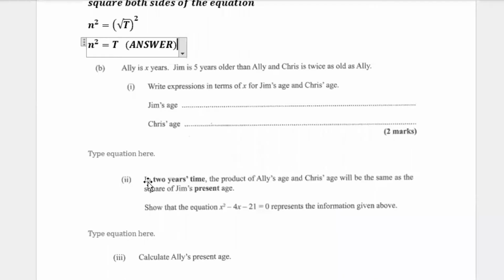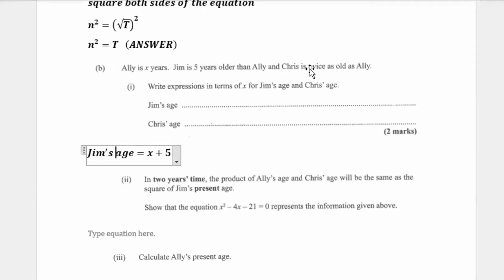It's just that in this case, they are using letters for the unknown. So when they said Ali is X years and Jim is 5 years older than Ali, they asked us for Jim's age. So Jim's age is equal to X plus 5. So it is the X from Ali's age and Jim being 5 years older than Ali. All we did was add 5 to Ali's age and we get Jim's age.